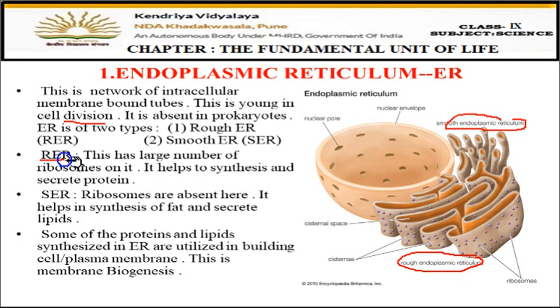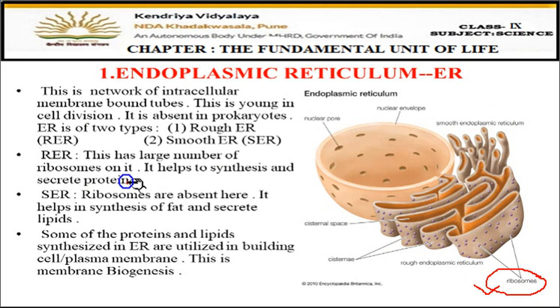Now this rough, why is it rough? Because there are ribosomes present on it. Okay, so this has a large number of ribosomes on it. It helps to synthesize and secrete protein. Now you have to remember, children, that the ribosome is the place where proteins are synthesized, where proteins are produced. So this is the importance of ribosome, that ribosome is the place where proteins are made. That's why this rough endoplasmic reticulum is a very important cell organelle, because proteins are made here.